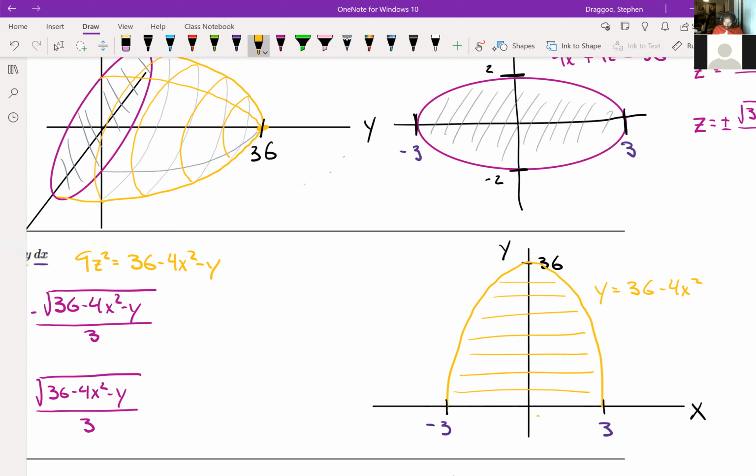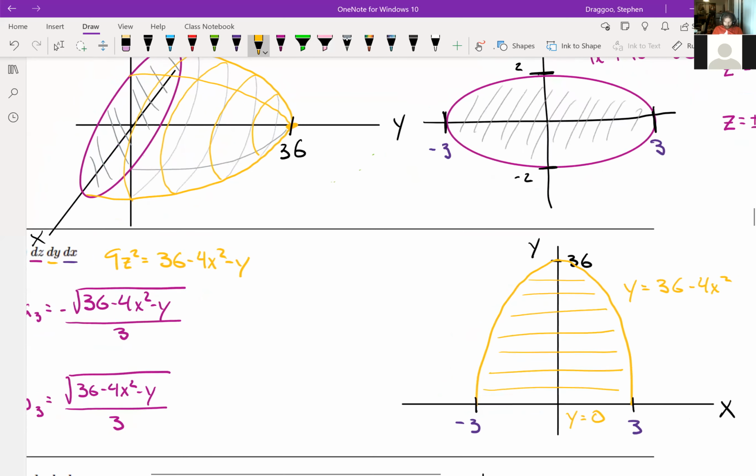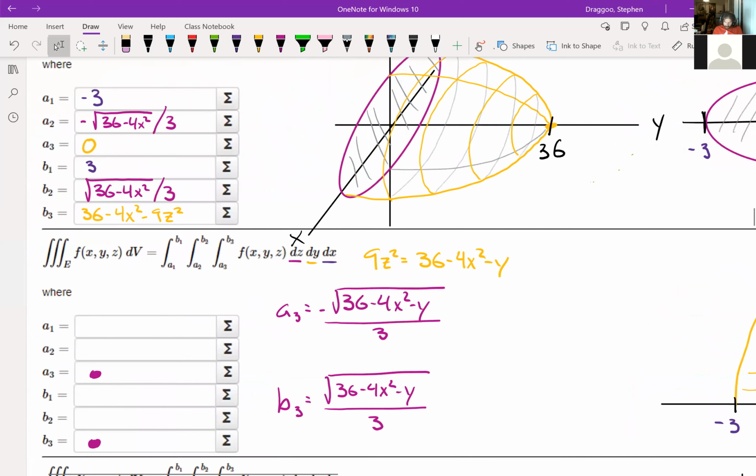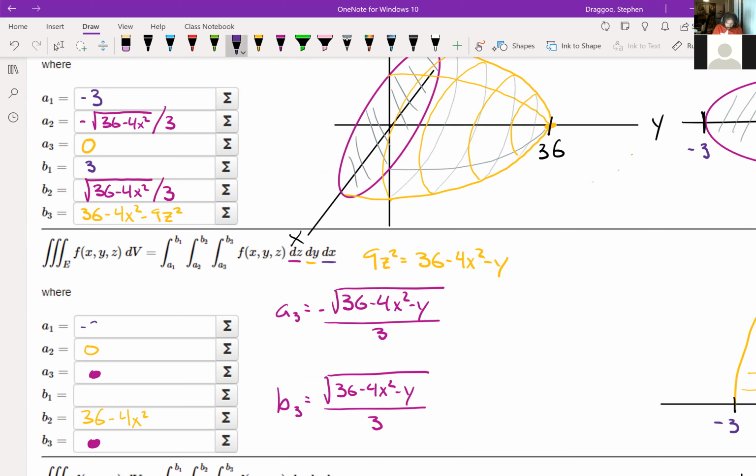And the lower bound is the horizontal line y equals 0, or the x-axis. So if we put that into our bounds equations, y was second, with a lower bound of 0 and upper bound of 36 minus 4x squared. And our x values go from negative 3 to 3.